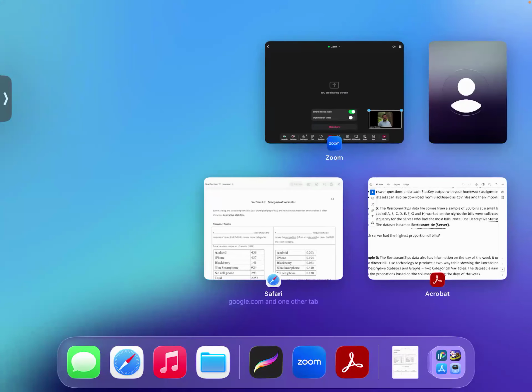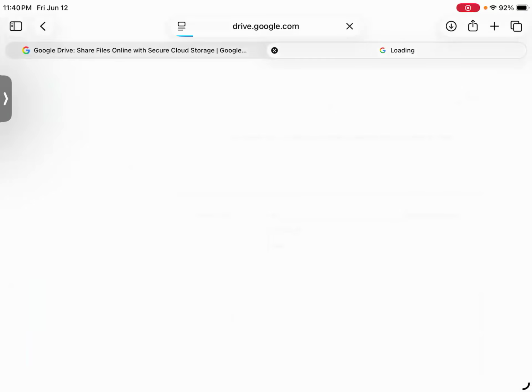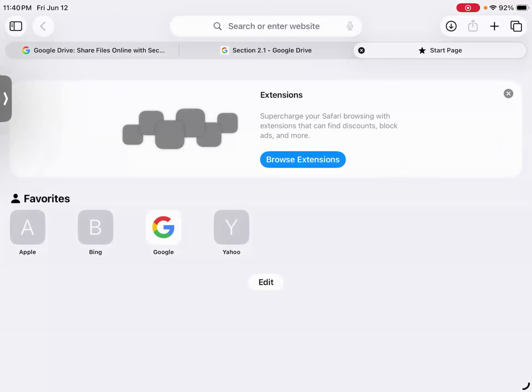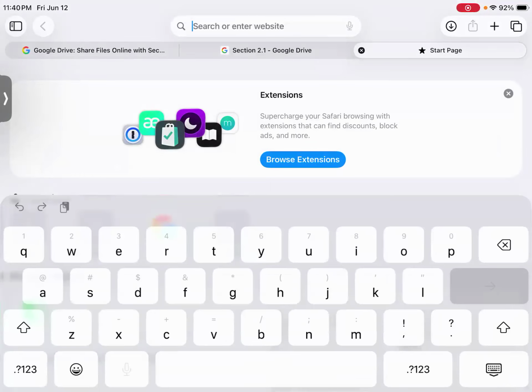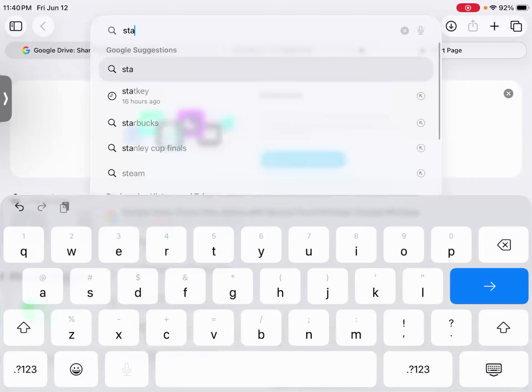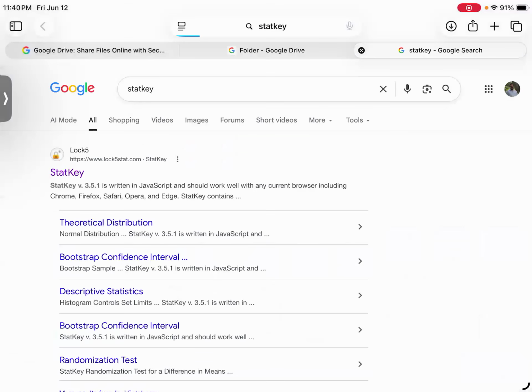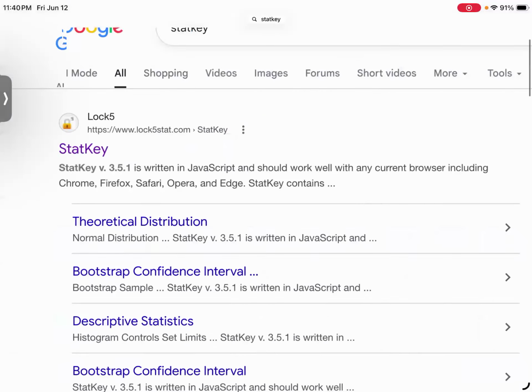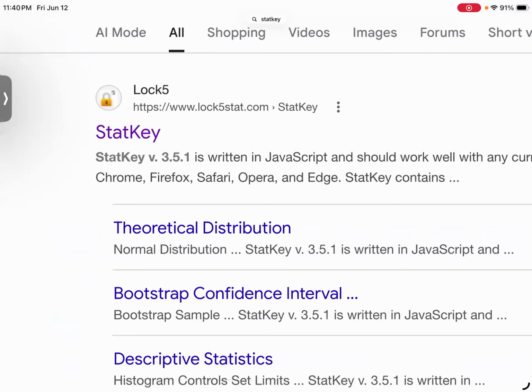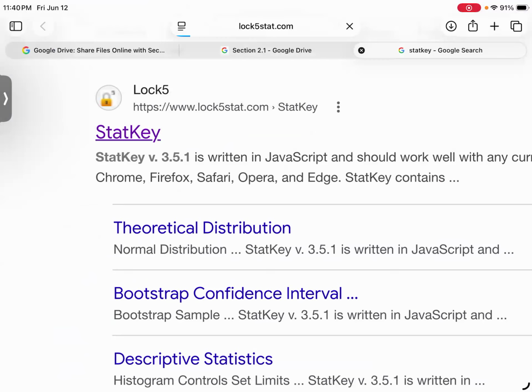And so I'm going to go over to Safari. And again, you can use whatever internet browser that you usually use, Chrome, Firefox, Safari. And what you'll do is you'll just type in StatKey. Right, StatKey, hit go or enter. It's going to be the first thing that shows up, StatKey Lock5, and just go to the home page.